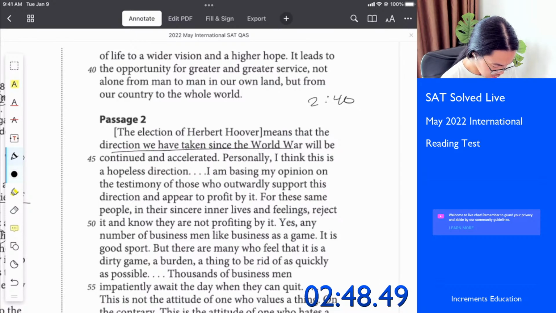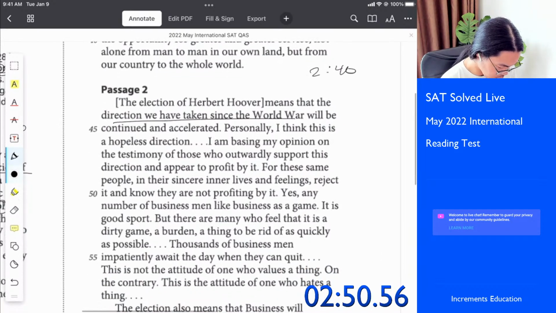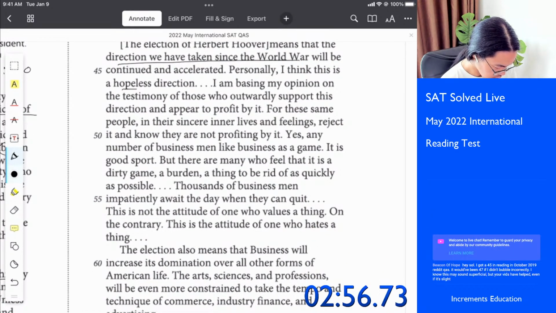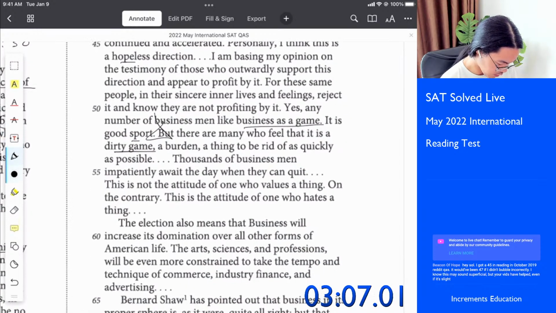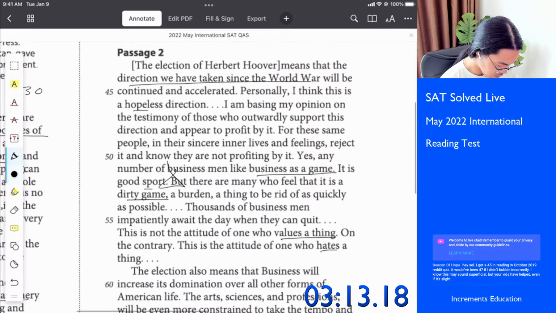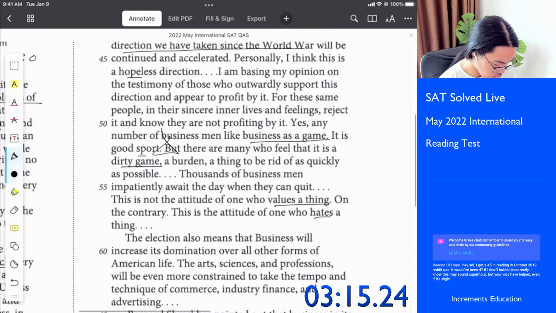The direction we have taken since World War II, which is hopeless, because we're talking about larger government, I assume. Business as a game. Okay. Sport. But there are many who think it's a dirty game. They can quit. Not valuing the business. Who hates a thing. Oh, so basically the direction is more and more business.